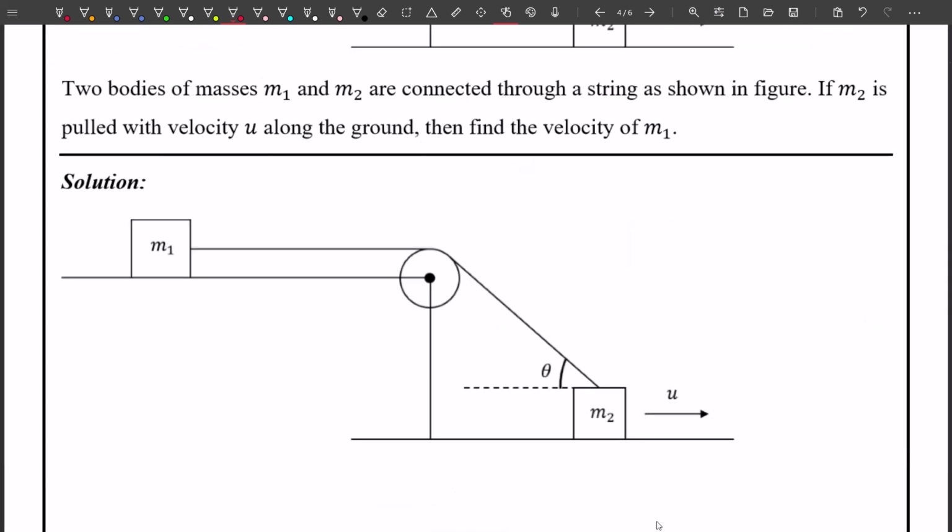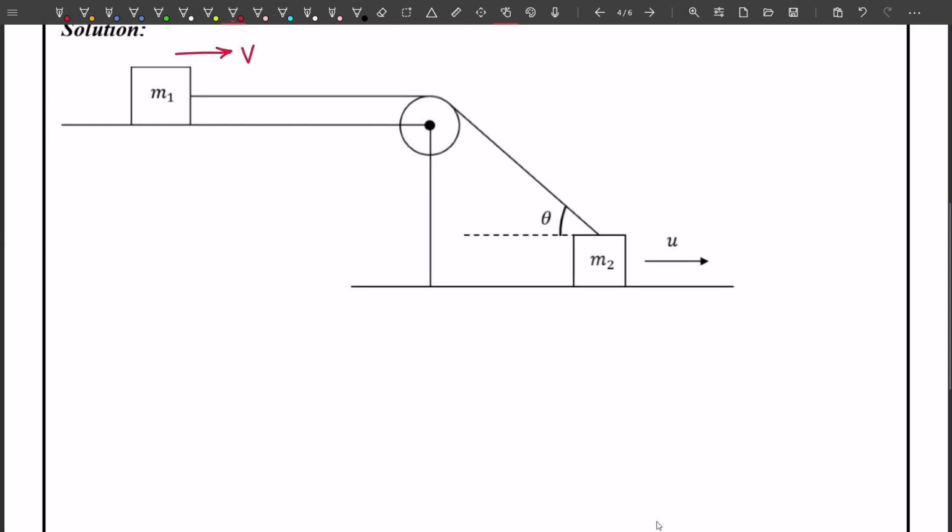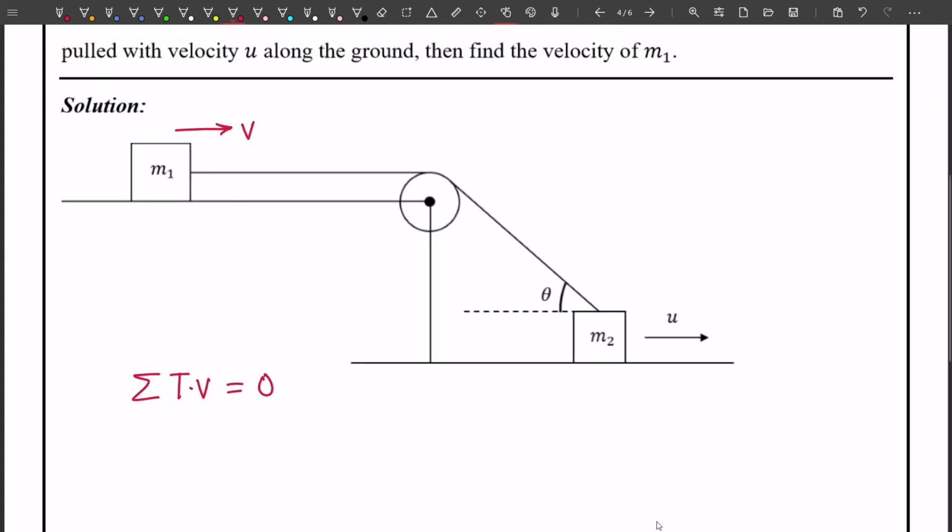So let's assume that the velocity of mass m1 is v in this direction. Right, now our system would be mass m1, string, and mass m2. So we can easily apply our constraint relation, summation of T dot v equals 0. Now before that you have to mark the tensions. So the magnitude of the tension will be same.